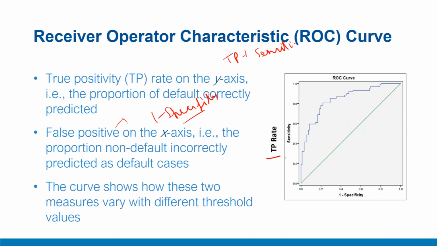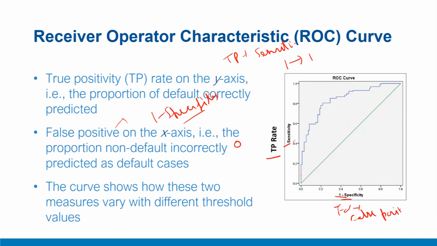Now let us plot true positive and false positive rates on the y and x axis respectively. True positives are essentially the proportion of default cases, that means ones correctly classified as ones, or sensitivity. False positives are non-default cases, that means zeros in our case, incorrectly predicted as default cases or ones, which is 1 minus specificity also. So on the x-axis we have false positives and on the y-axis we have true positives. So sensitivity is on the y-axis and 1 minus specificity on the x-axis.